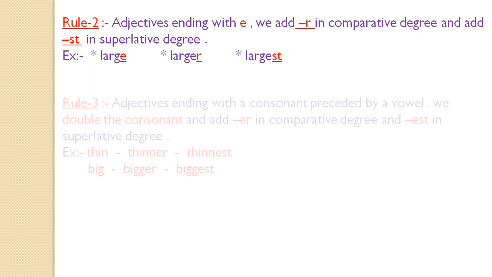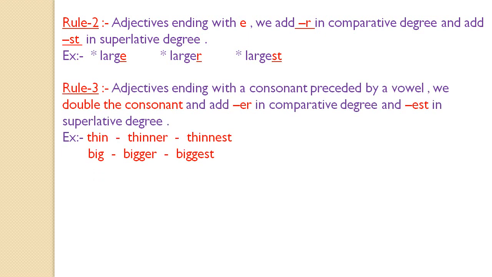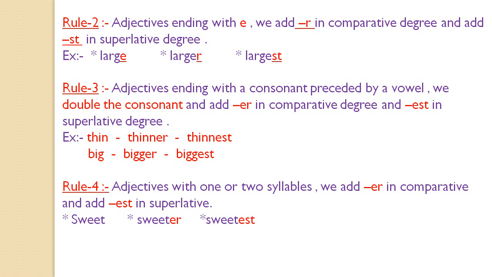In rule 3, for adjectives ending with a consonant preceded by a vowel, we double the consonant and add er in the comparative degree and est in the superlative degree. If you see the example, the word thin, we are getting the ending letter n, that is a consonant, and before n I am getting the vowel i. So I have doubled the consonant n and added er in the comparative degree, and it became thinner. In the same manner, I have doubled the consonant n and added est, and it became thinnest. In the same way, big, bigger and biggest.